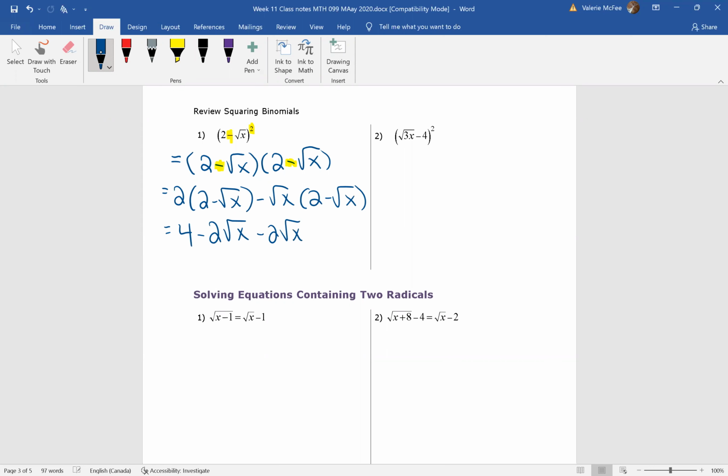Negative root x times negative root x will be positive x. I see we have like terms here. So we have 4 minus 4 times the root of x plus x. Why don't you pause your video and solve the second one?